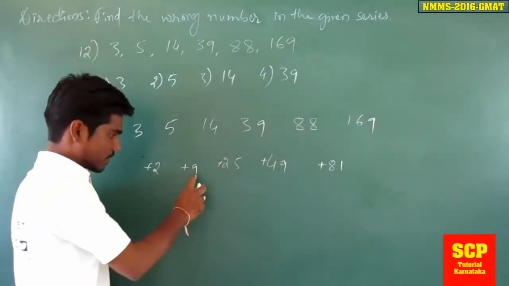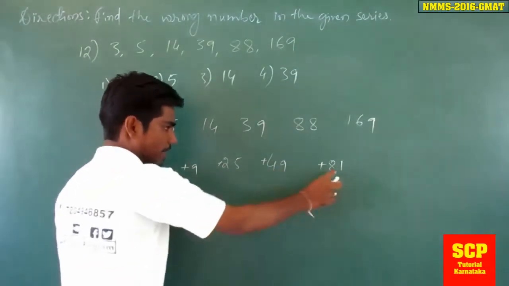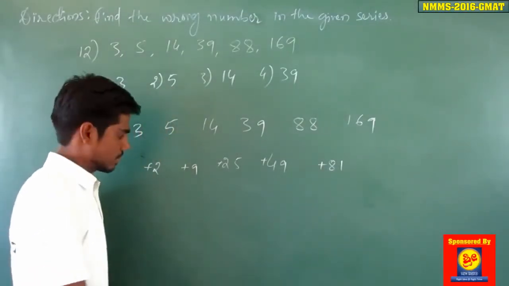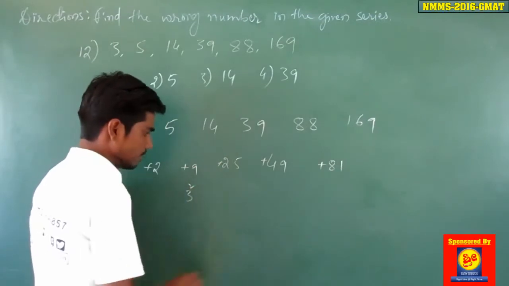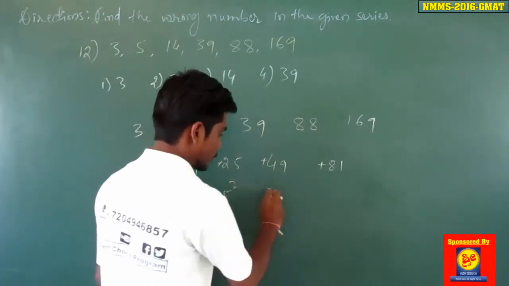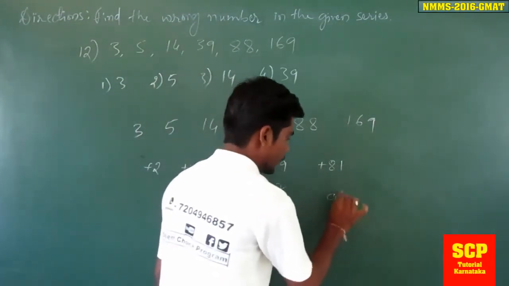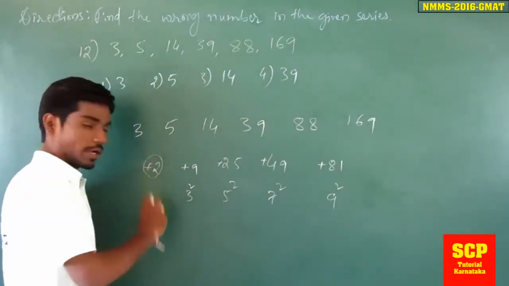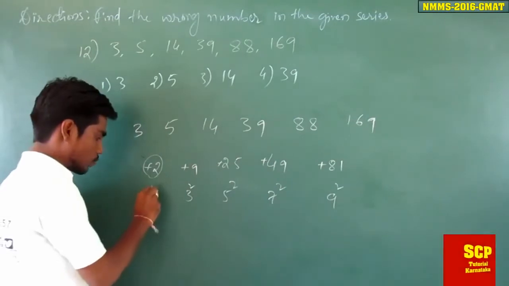Now if you observe this, 9, 25, 49 and 81. Now these are nothing but the squares of odd numbers. That is square of 3, square of 5, square of 7, square of 9. So now it should have been square of 1. That is 1 square 1.